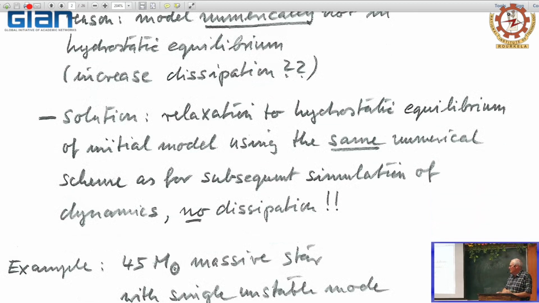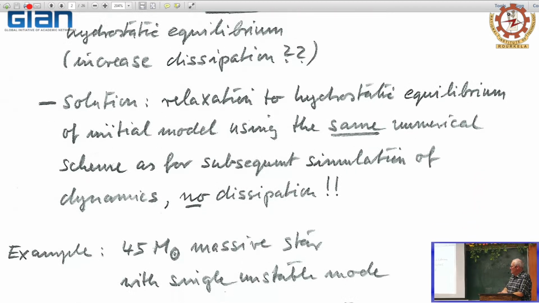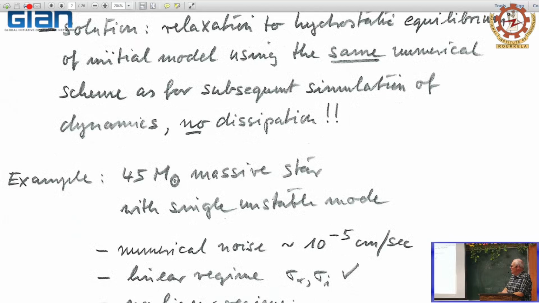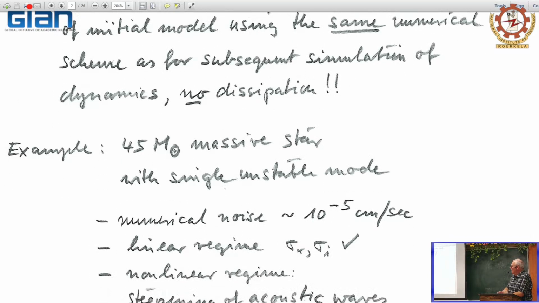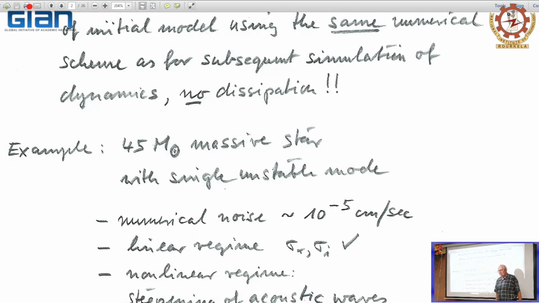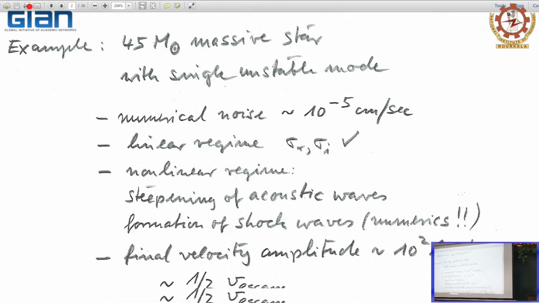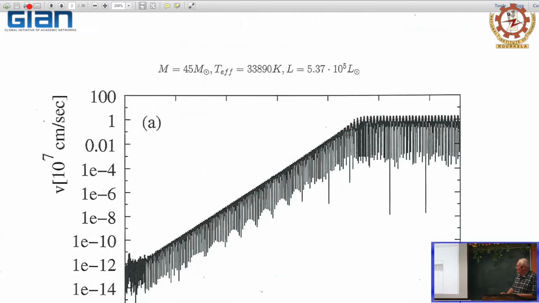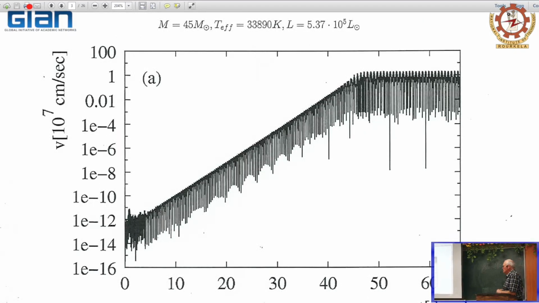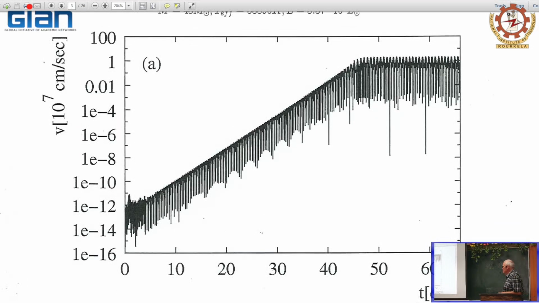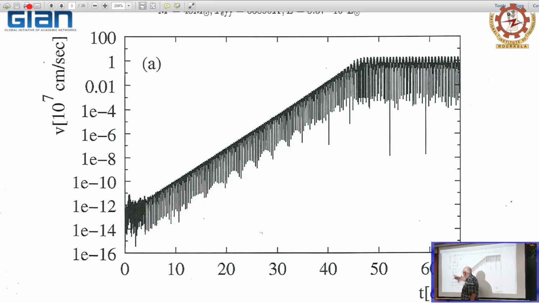Okay, so let us see what the evolution of an instability looks like for a 45 solar mass massive star with a single unstable mode. We have a single unstable mode whose values of sigma_r and sigma_I have been predetermined, and we are looking at the evolution of the velocity at the outermost grid point as a function of time. These are the parameters of the star, and this is the evolution as a function of time. Well, we start at a level of 10 to the minus 5 centimeters per second.